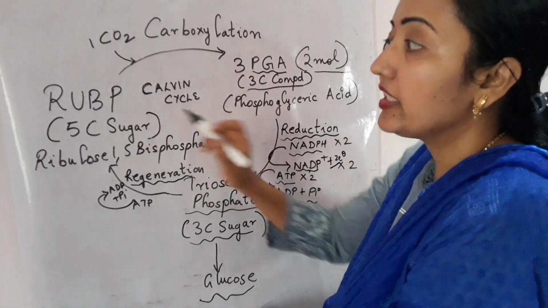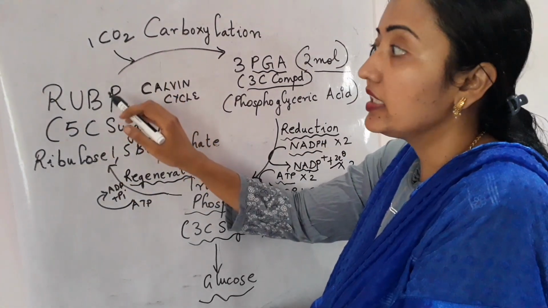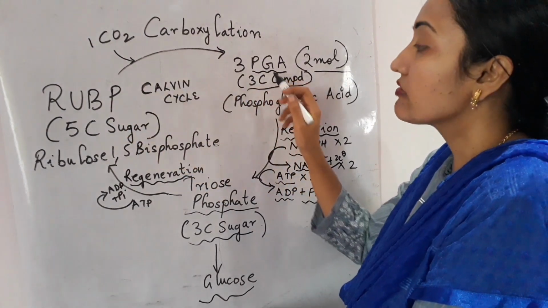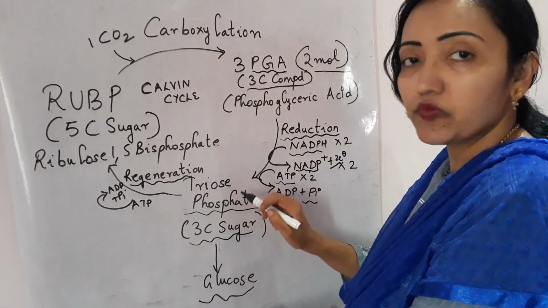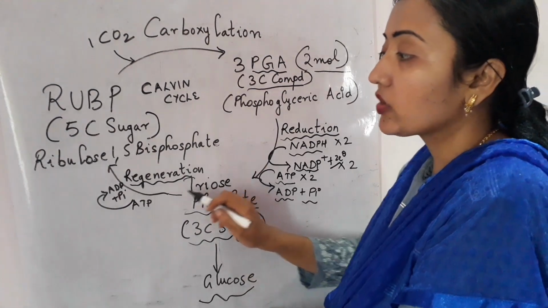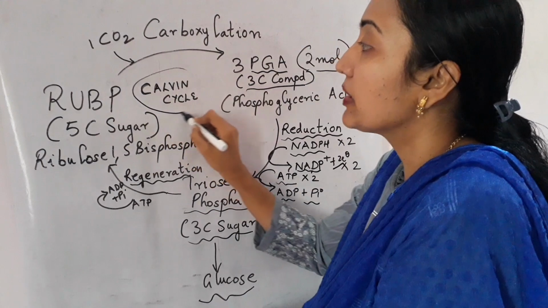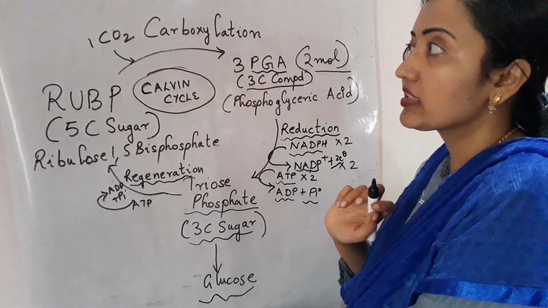Once again, RUBP accepts one molecule of carbon dioxide and forms 3-phosphoglyceric acid. 3-phosphoglyceric acid undergoes reduction and forms triose phosphate. Triose phosphate forms glucose, and it also undergoes regeneration of RUBP. This process takes place in a cycle, so it is known as the Calvin cycle or C3 cycle.